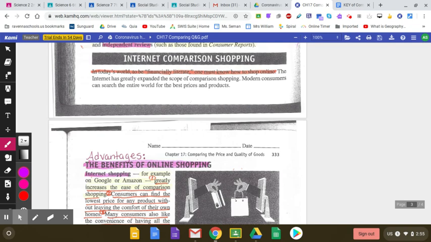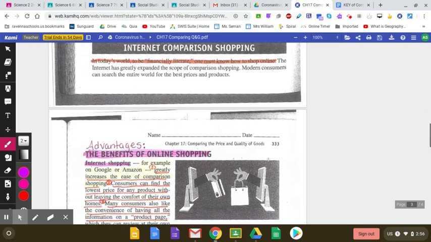Let's move on to internet comparison shopping, because this is one of the places where we do use independent reviews. It helps us to gauge what we might want to purchase. In today's world, to be financially literate, one must know how to shop online. The internet has greatly expanded the scope of comparison shopping. Modern consumers can search the entire world for the best prices and products.